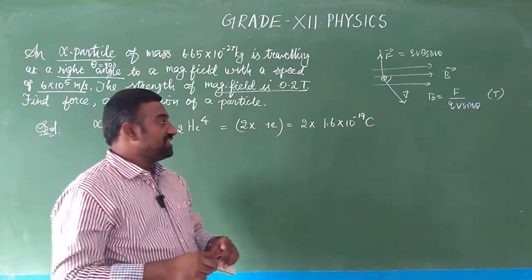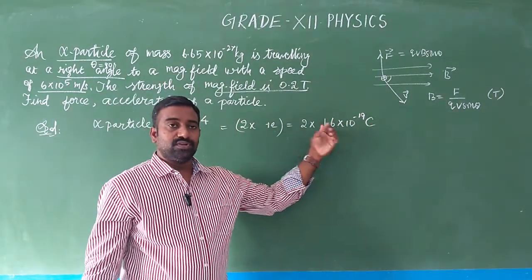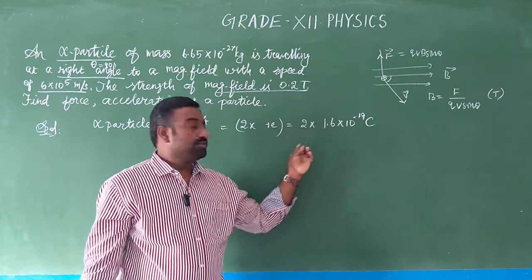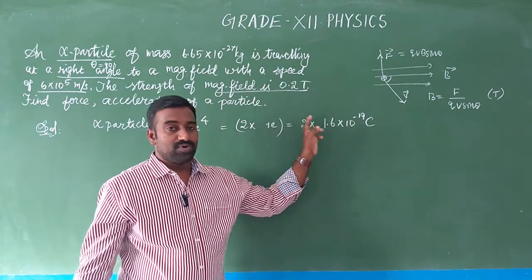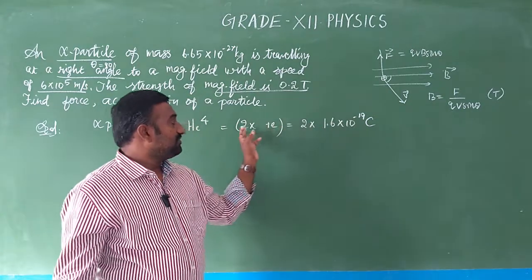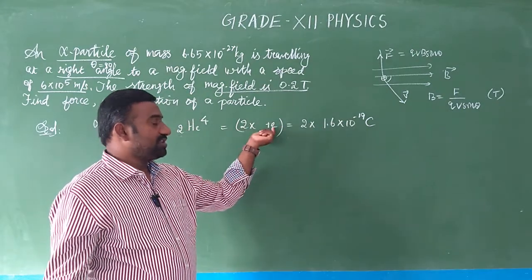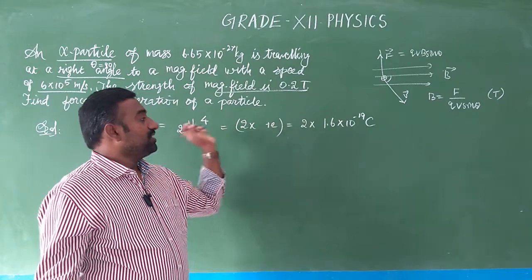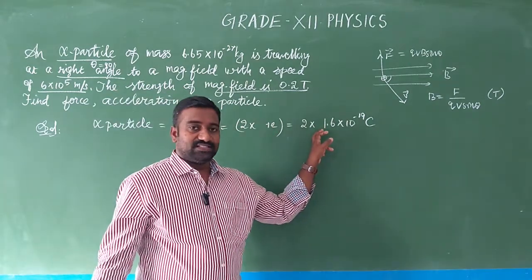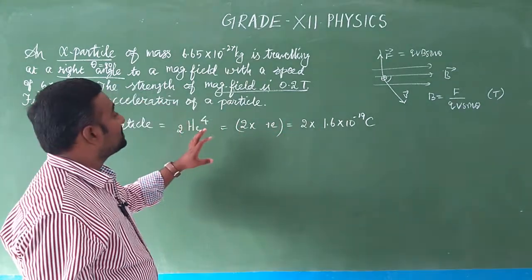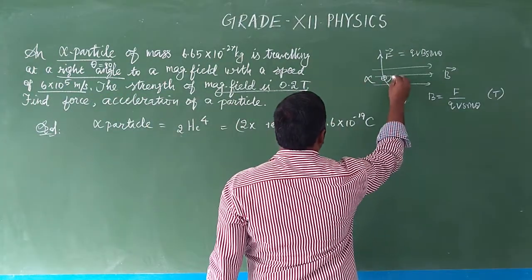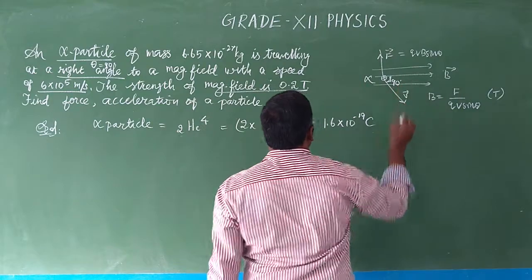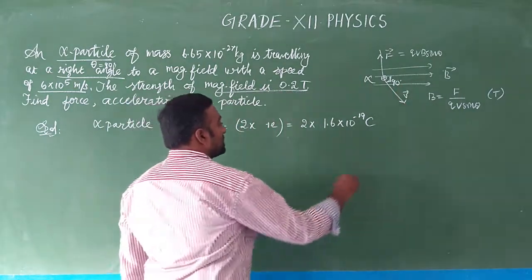You should note one thing: here we are concerned only with the magnitude. Whether it is an electron or a proton, the magnitude is the same, but we put a minus sign for the electron and a plus sign for the proton. The alpha particle contains 2 protons, so we consider the magnitude alone. This alpha particle is traveling perpendicular, so what is the angle? It is 90 degrees, so theta is 90 degrees.